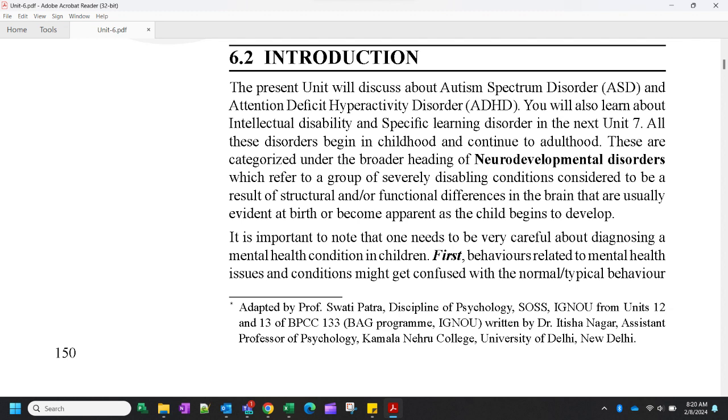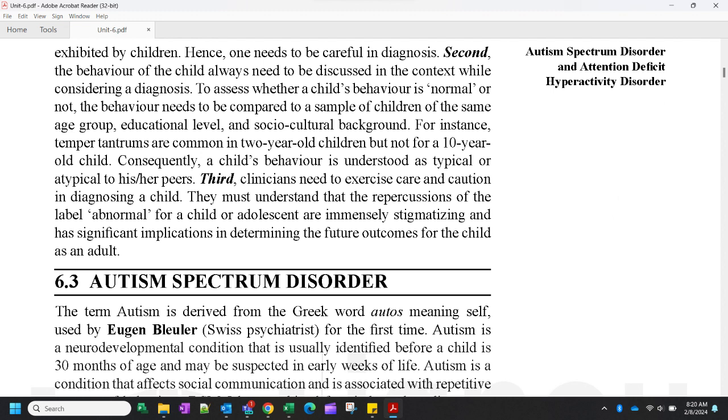It is important to note that one needs to be very careful about diagnosing a mental health condition in children. First, behaviors related to mental health issues and conditions might get confused with the normal typical behavior exhibited by children. Hence, one needs to be careful in diagnosis.